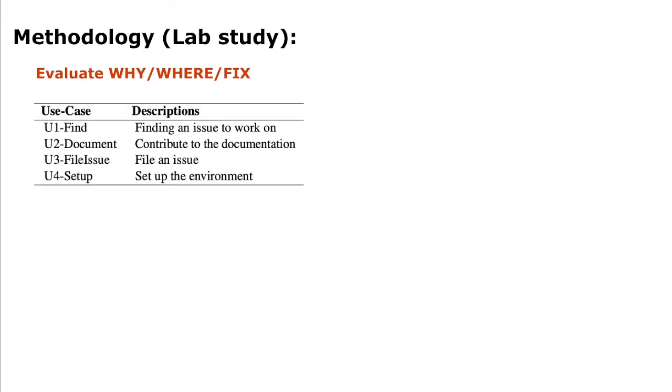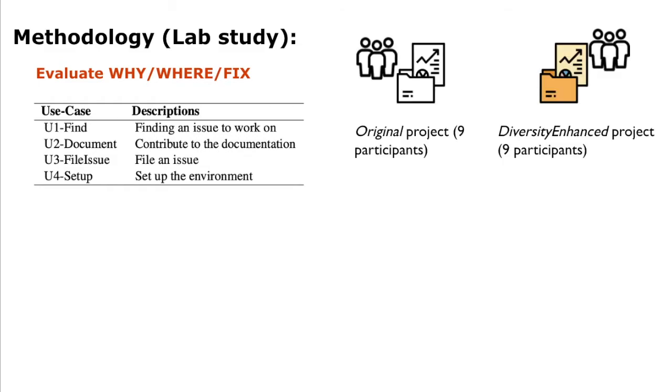Now, participants were given tasks to accomplish the same 4 use cases that Team F evaluated and fixed. For example, finding an issue to work on. And the participants were distributed. 9 participants were using the original project to do that, and 9 participants were using the Diversity Enhanced project to do that.